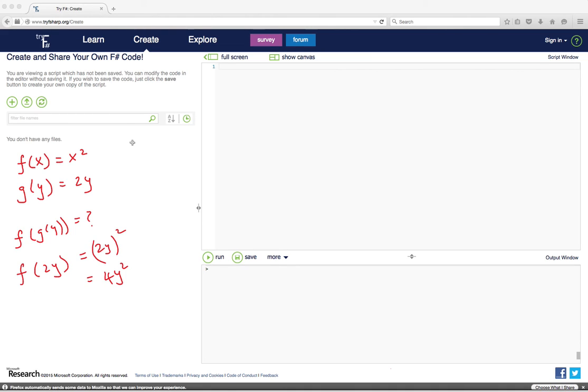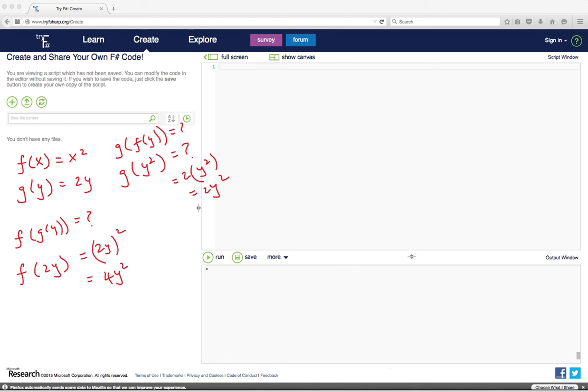Likewise, if I like to do function composition of g of f of y, what is g of f of y going to be equal to? So what is f of y? Well, f of y is y squared, so this is going to be g of y squared. And then what is g of y squared going to be equal to? Whenever I see y, I'm going to replace that with y squared, so this is going to be 2 times y squared, that gives you 2y squared. Okay, so this is basically a recap from math of what function composition actually is.